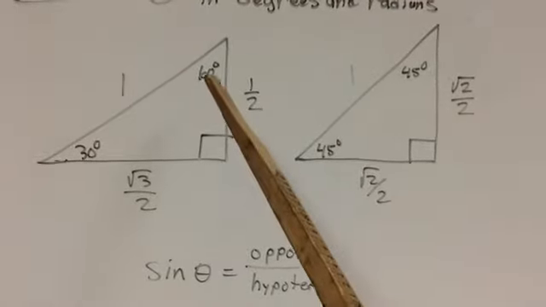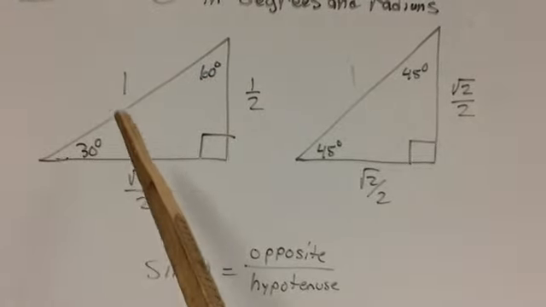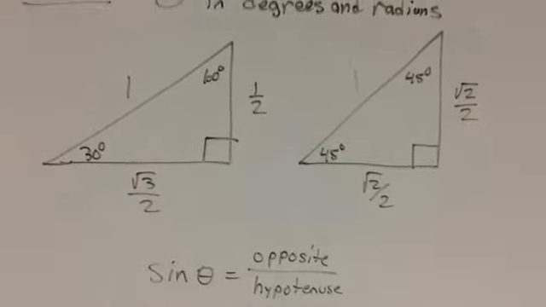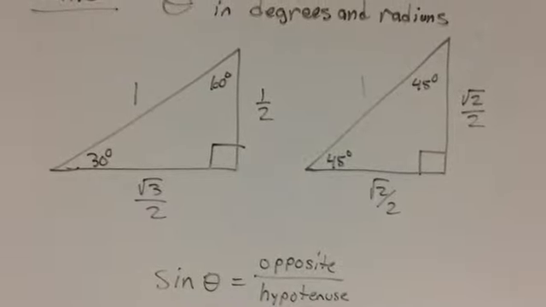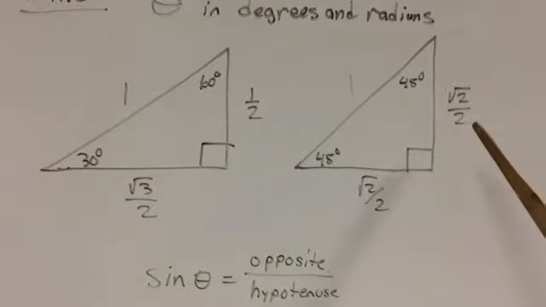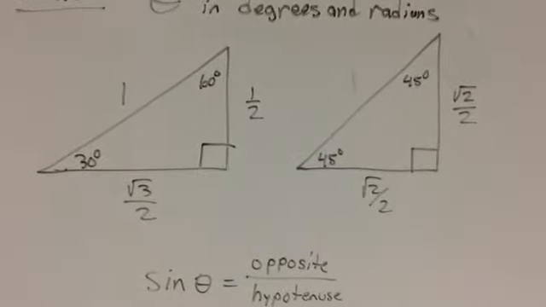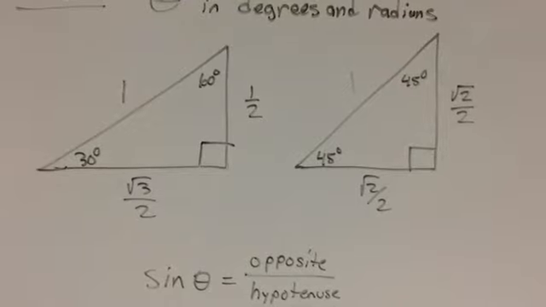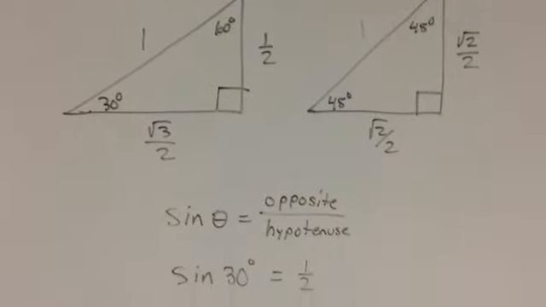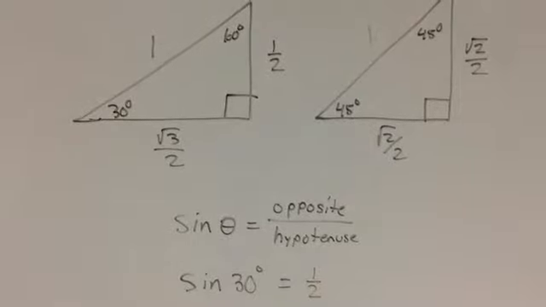It would not be sine of 60 degrees because opposite side divided by hypotenuse would be square root of 3 over 2. And it would not be the sine of 45 degrees because opposite is square root of 2 divided by the hypotenuse 1 would give me square root of 2 over 2. So the correct answer is that the sine of 30 degrees is equal to 1/2.